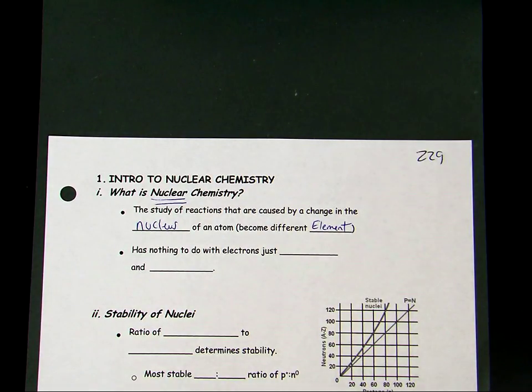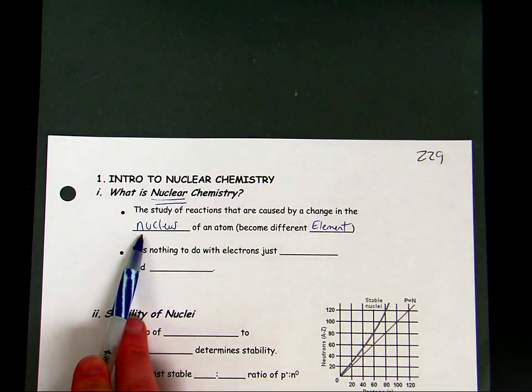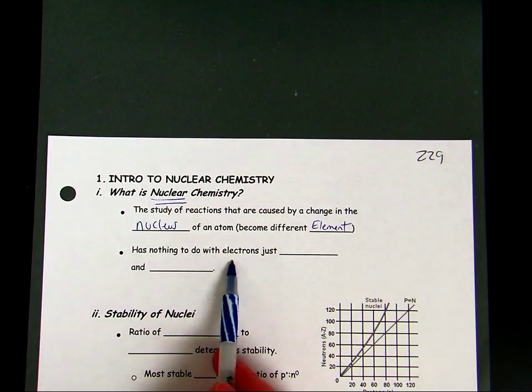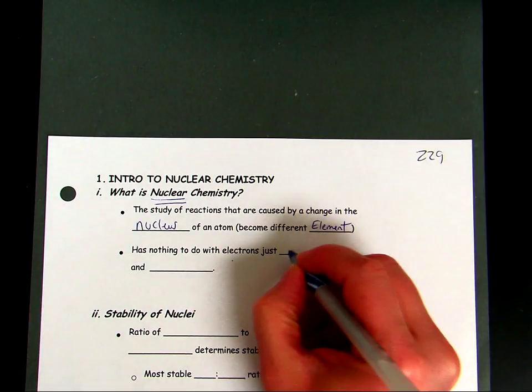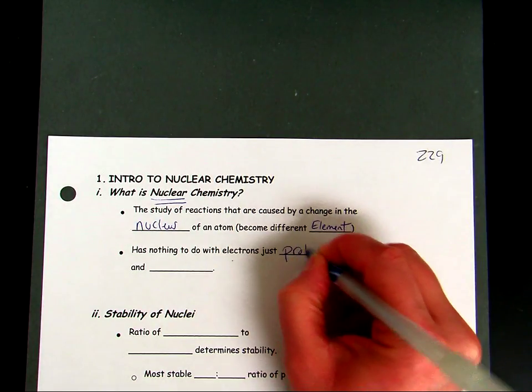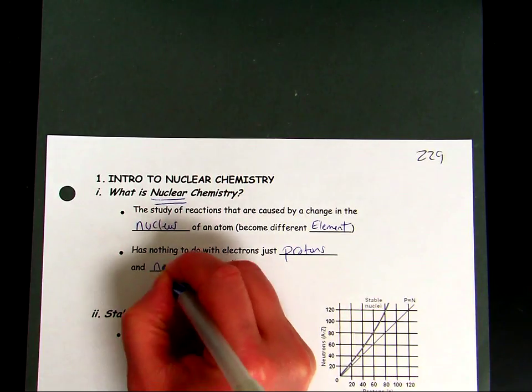Nuclear chemistry, the focus is on the nucleus of the atom, so therefore has nothing to do with electrons. So we basically ignore the electrons in this unit, and we just focus on the contents of the nucleus, the protons and neutrons.